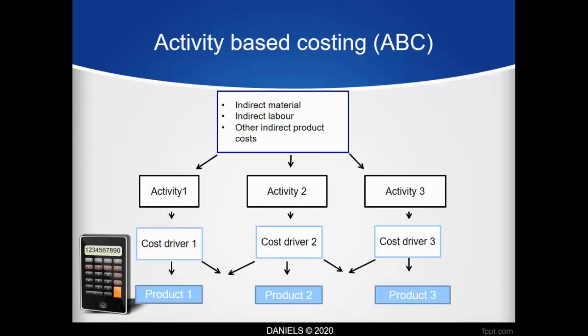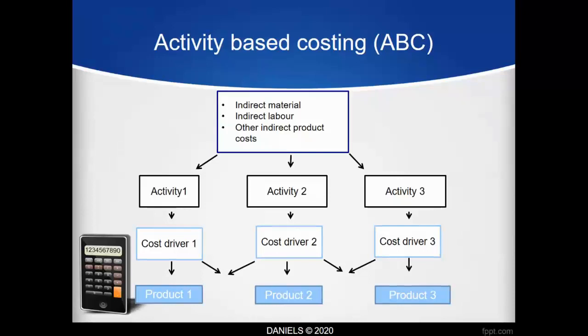So if we have inspection costs, for example, the number of inspections that the quality controller performs during the year or during the month, that would be a cost driver. The more inspections that the quality controller will perform, the higher the costs will be. So the number of inspections, that is an example of a cost driver.